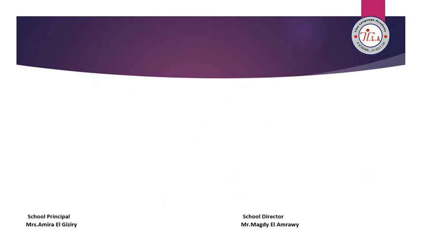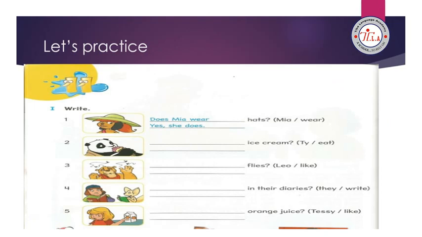Turn the page to page 66 in number one. Okay, let's see. Number one, you will make the question and then you will look at the picture and answer this question. Like number one here. You have here Mia and the verb wear. So, Mia from the weak group or the strong group? Weak group because she is only one. Okay, so I will start with do or does? Does. Number two, Mia. Does Mia. Where is the verb? Wear. Does Mia wear hats?